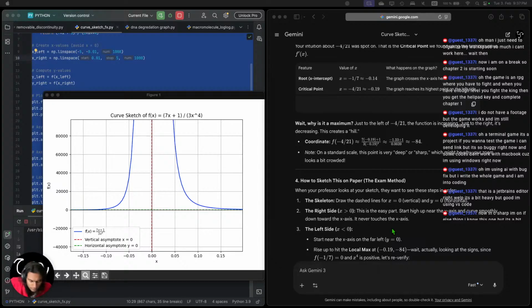Okay, I need to think this through. I don't know why. Maybe I'm using ChatGPT for a long time, but I find Gemini's response so mid.